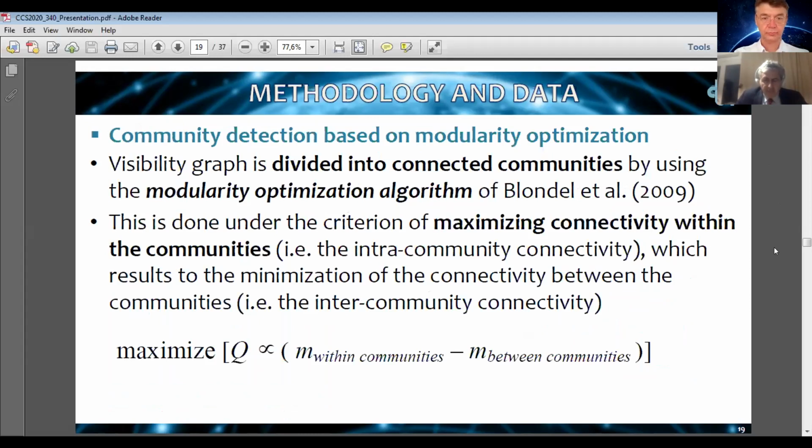Another method that we used is community detection, the community detection algorithm that is based on modularity optimization. The concept of this algorithm is that we can divide a graph, a complex network, into communities depending on an optimizing criterion, according to which we need our communities to be dense within the nodes participating in each community, and sparse, not dense, between the communities.